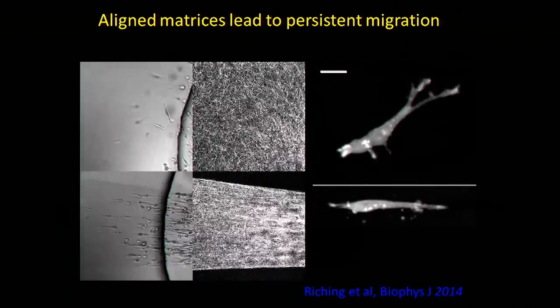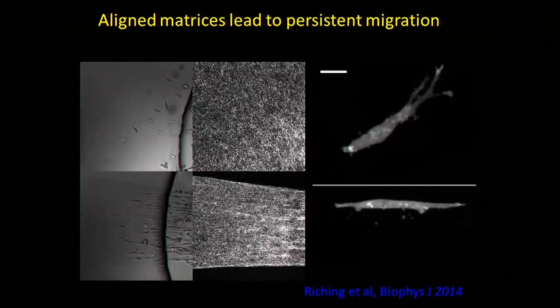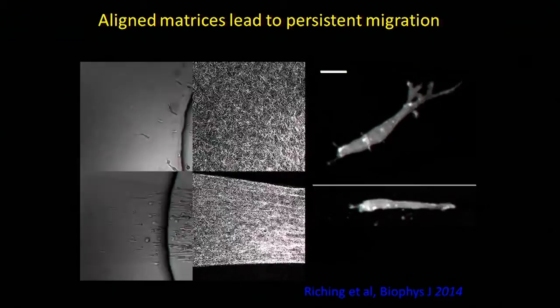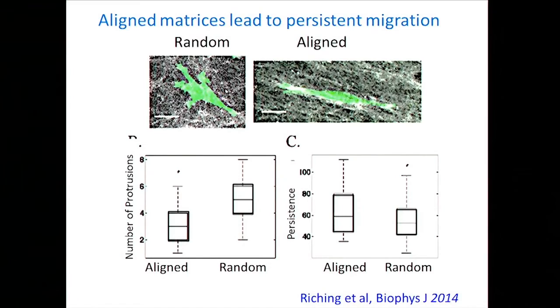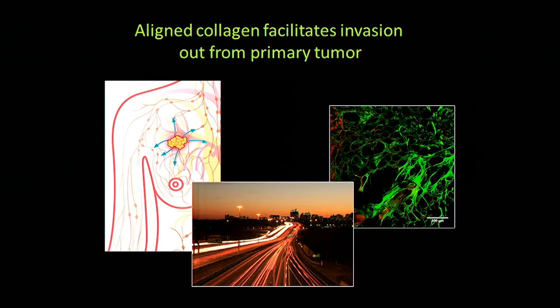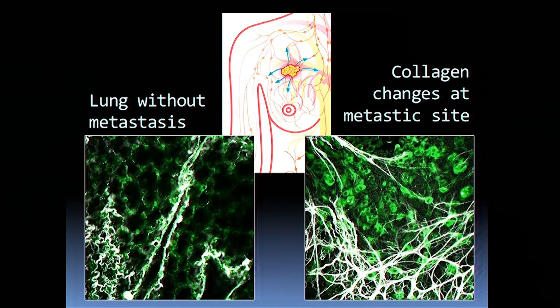Now, if you put this with a blood vessel on the other side where there's growth factors coming out of the blood vessel, these guys will go straight for the blood vessel. So it's actually a rather scary phenomenon if you think about it in terms of cancer spread. So this is just quantifying this. We can look at how many protrusions there are, and if they're aligned, there's a lot fewer than if they're random, so there's fewer distractions. And we can look at how persistent they are, and the cells are more persistent in this aligned matrix. So what I'm telling you is that this aligned collagen is like a superhighway, allowing these cells to get out of the tumor and go elsewhere, and to do so very efficiently. Okay, so what happens when they get to the metastatic site?